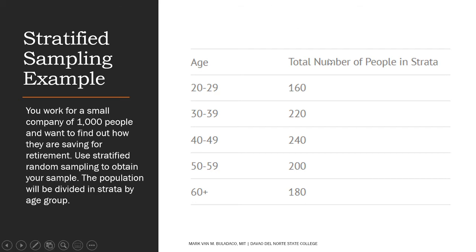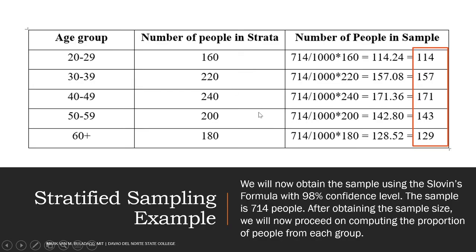So this is the total number of people in your strata, and each stratum is represented with this number of people. Again, our strata are based on the age range. We will now obtain the sample using Slovin's formula with a 98% confidence level, and the sample is 714. So we understand that our sample size is 714. After obtaining the sample size, we'll now proceed to computing the proportion from each group.